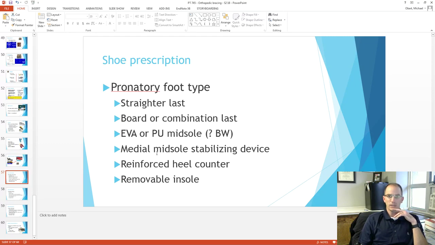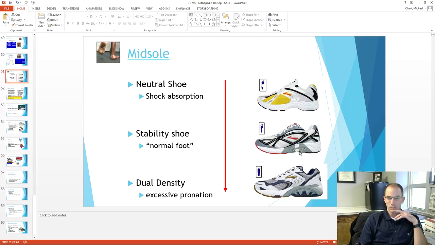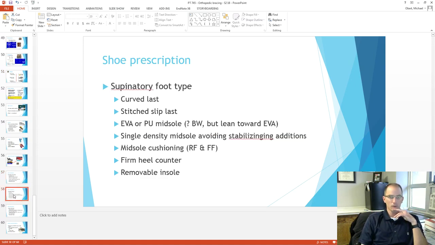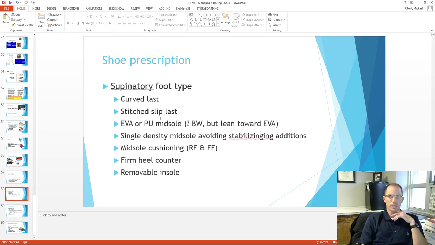Some medial midsole stabilizing device. So there's a lot of things that can go into it here. You can see in this picture there's a little something extra put in there, and it really just limits the amount that they're allowed to pronate. Okay, there's some other things that can go into it too. Reinforced heel counters, we just want to make sure it's nice and solid to where it's not going to let them move a whole lot into pronation or supination. Okay, so we're just trying to control them there. And then we want to look at that removable insole. You can see that removable insole is for all the different body or foot types. So if we're looking at the rigid foot, the supinatory foot, okay, that's where we want the curved last. That's going to allow them to pronate a little bit more.